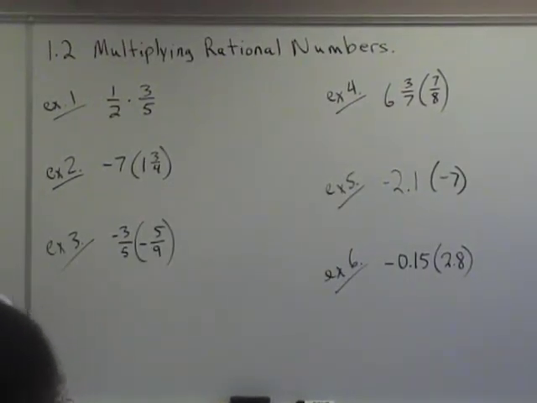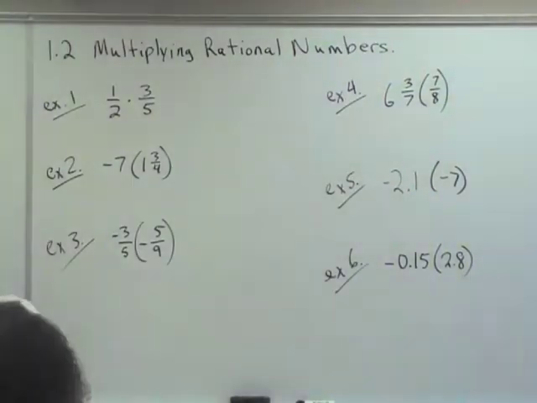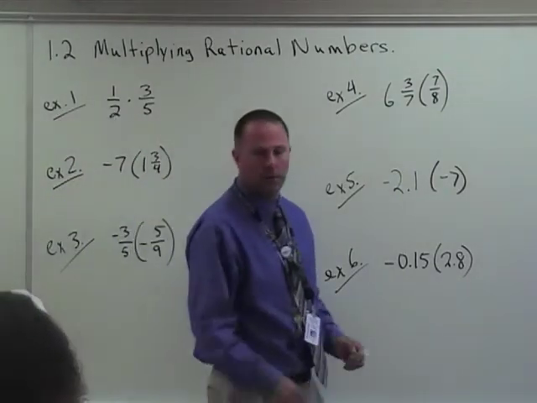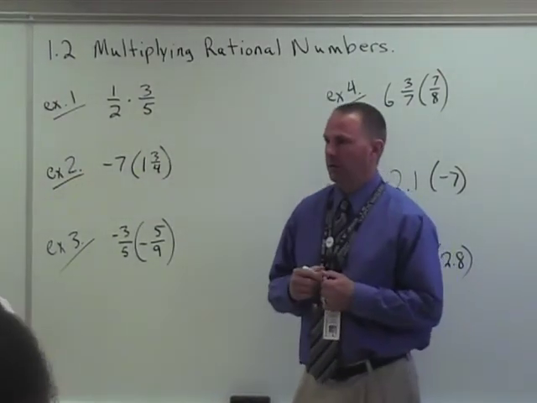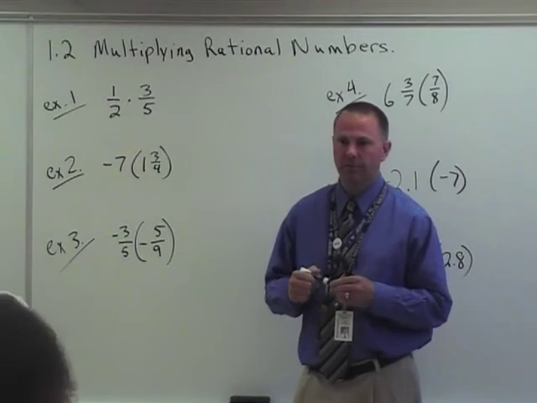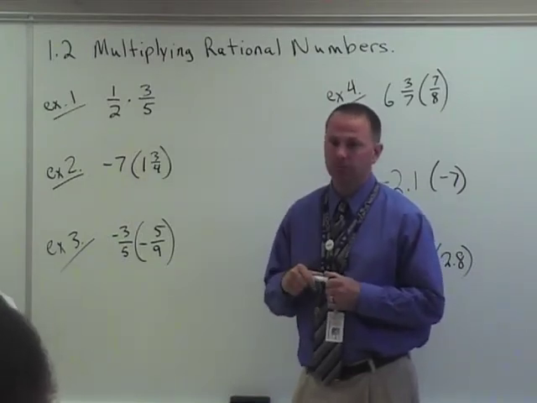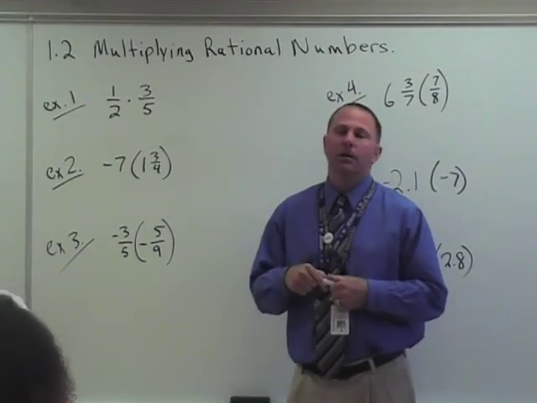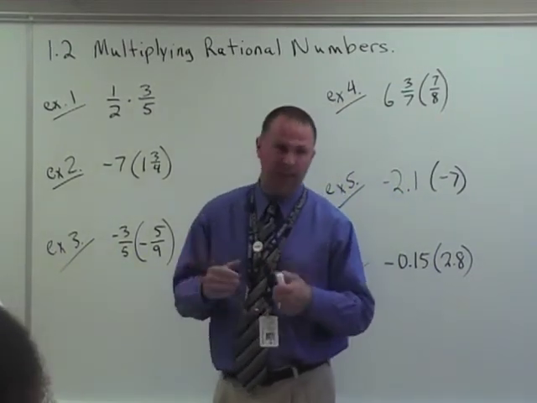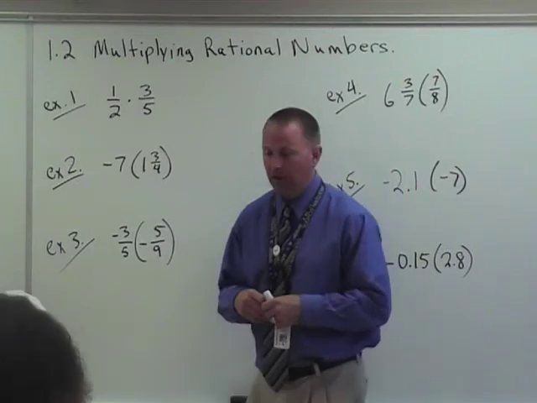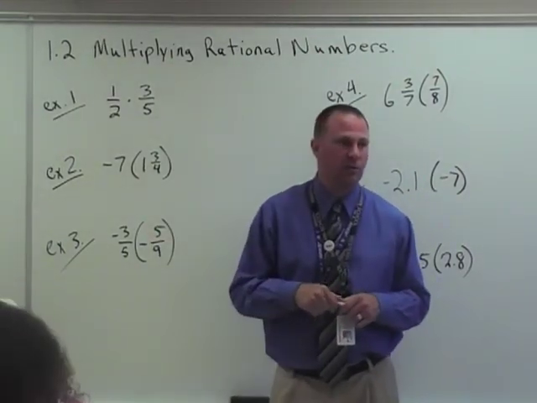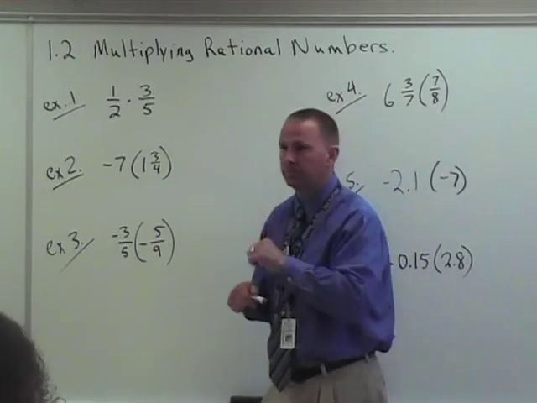All right, everybody. We're going to be multiplying rational numbers. First of all, what is a rational number? It's either a fraction or a negative number. A fraction, a negative number. It's a number that can be written as a fraction. Okay? The number -7 can be written as a fraction. What's -7 as a fraction?